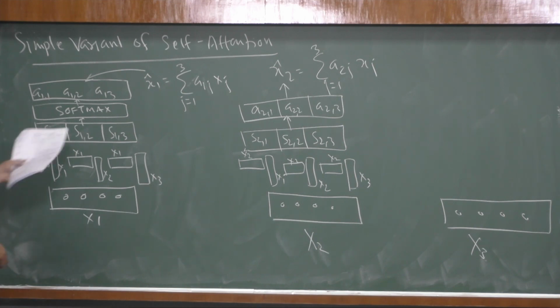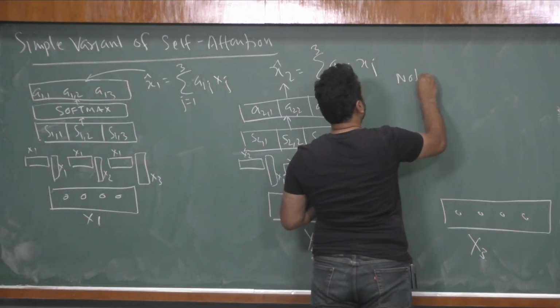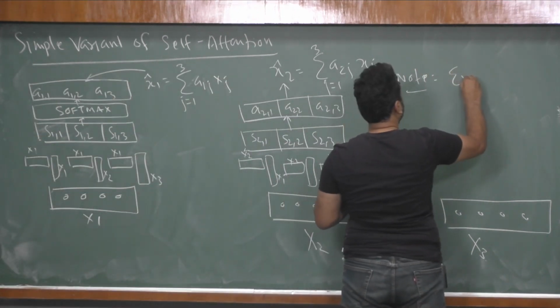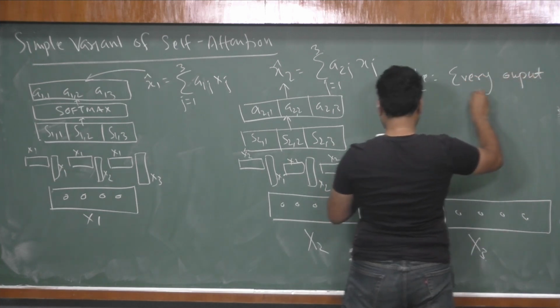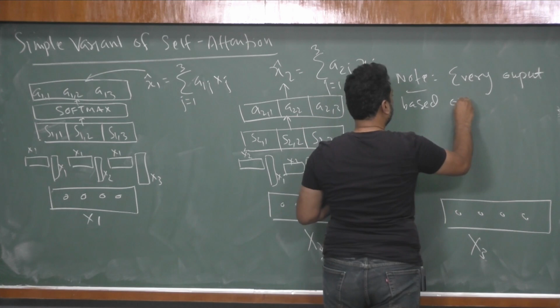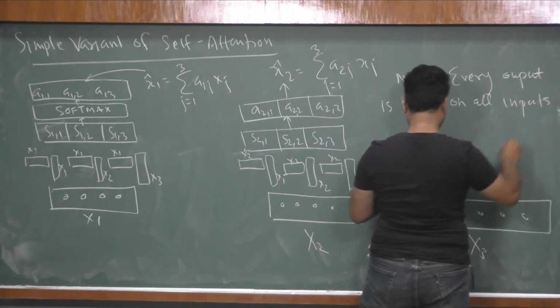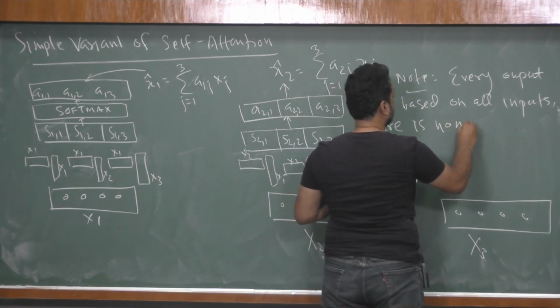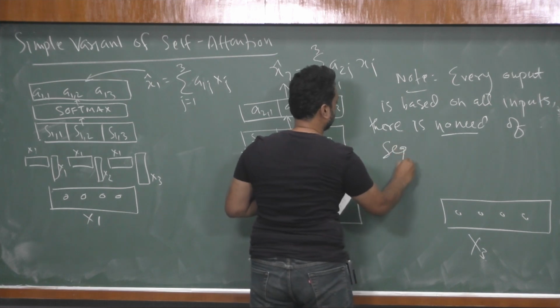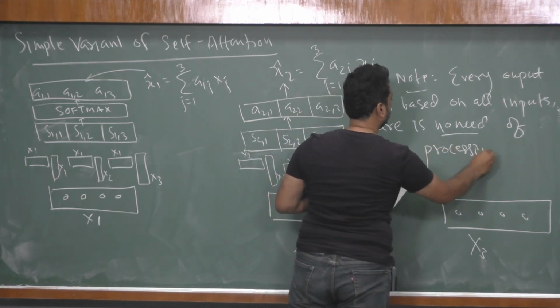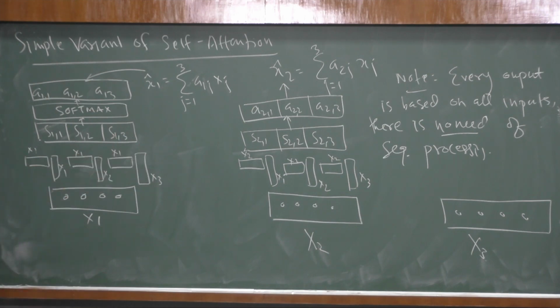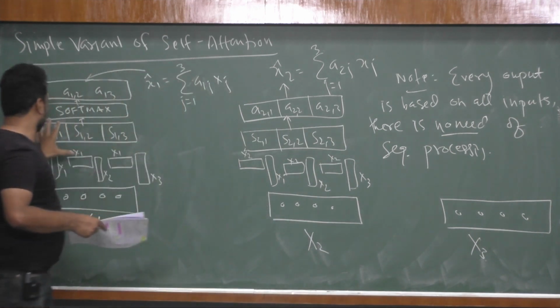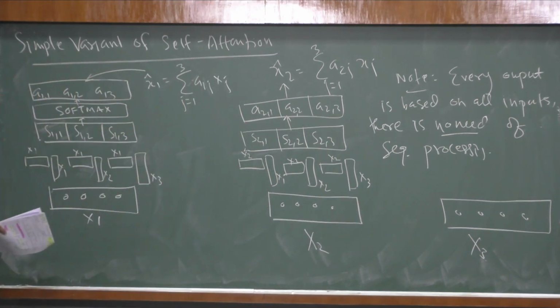Okay, so what we observe in this process is that every output is based on all inputs. There is also no need of sequential processing, because all three computations, as you can see, could be done in parallel. The x1, x2, and x3 computations have nothing to do with each other, and they could be computed simultaneously. That's the parallelism you have, so computing self-attention could be very fast.